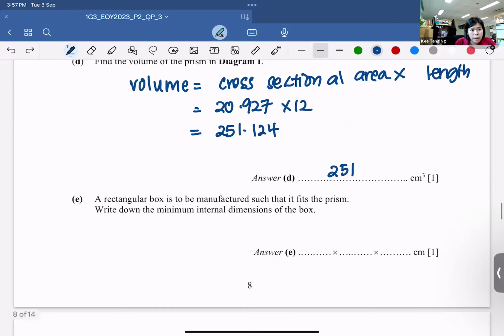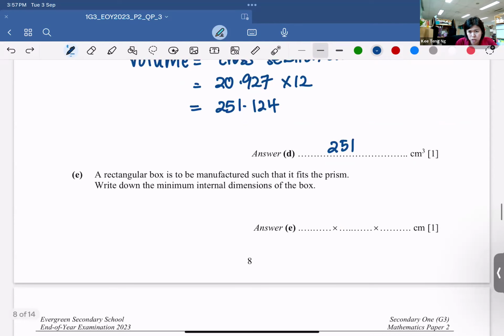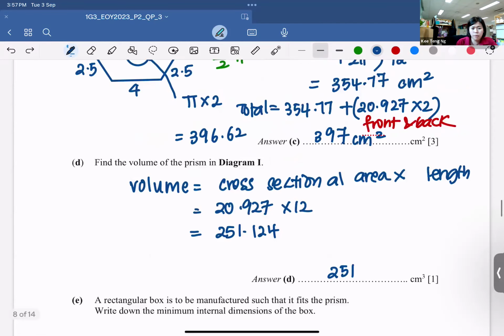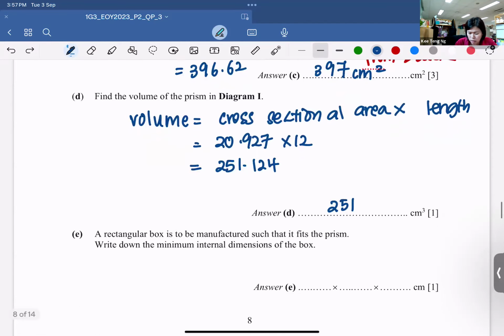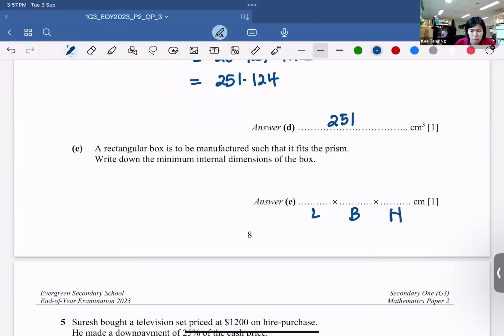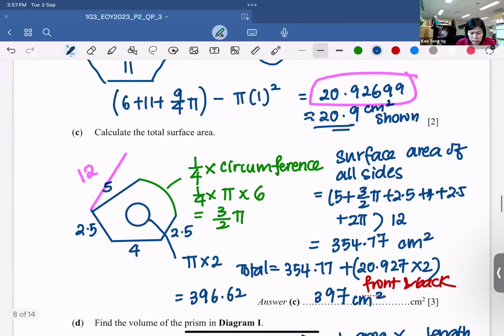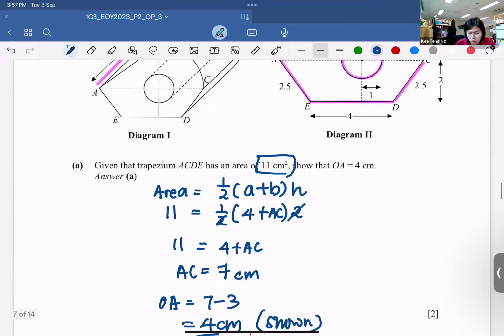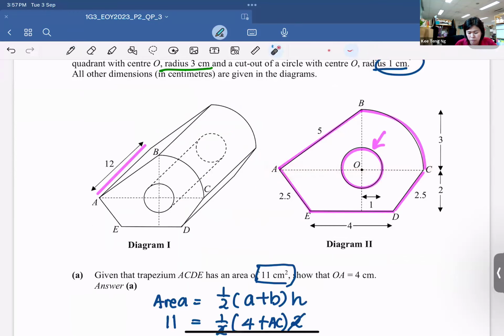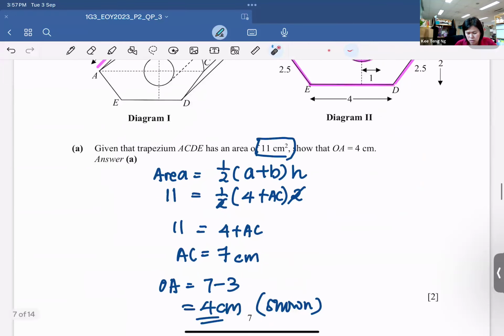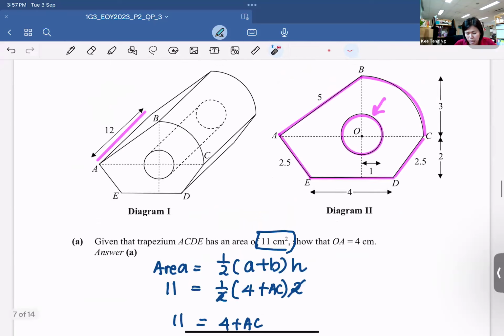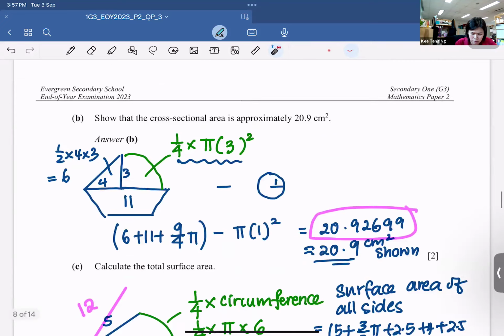Okay. A rectangular box is to be manufactured such that it fits the prism. So if I make the prism fit in, a rectangular box has 3 dimensions: length, breadth, and height. Let's take a look at this one. What is the minimum length that I must have in order to fit in? I found AC was 7. So my whole length over here is 7.